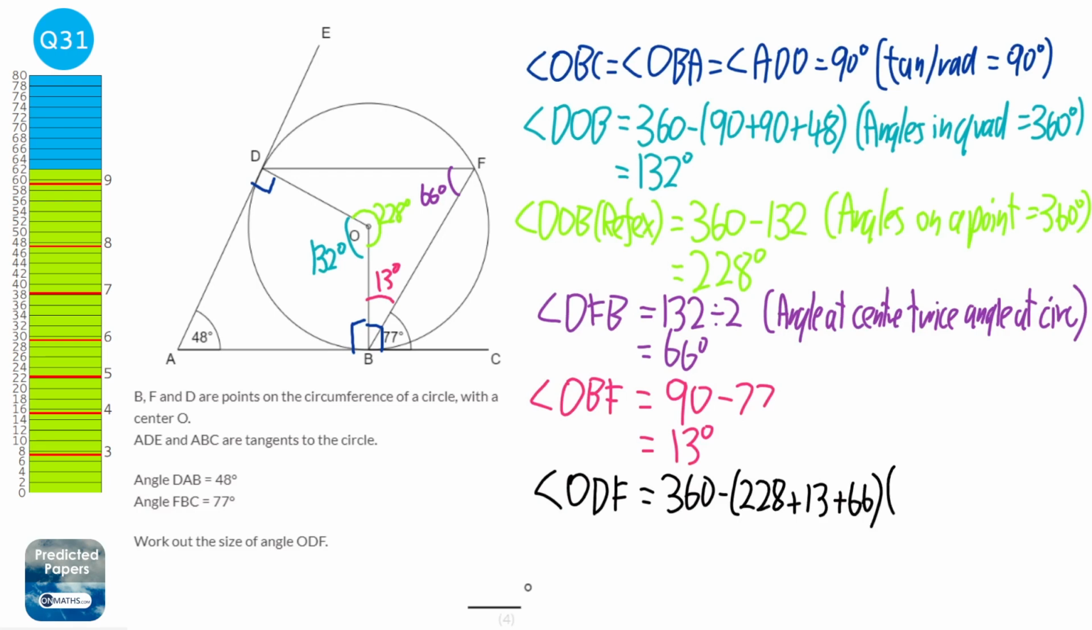And the reason being the same as before, so angles in quadrilateral add up to 360 degrees. And when you do that, you get the answer of 53 degrees. So this angle here is going to be 53 degrees.